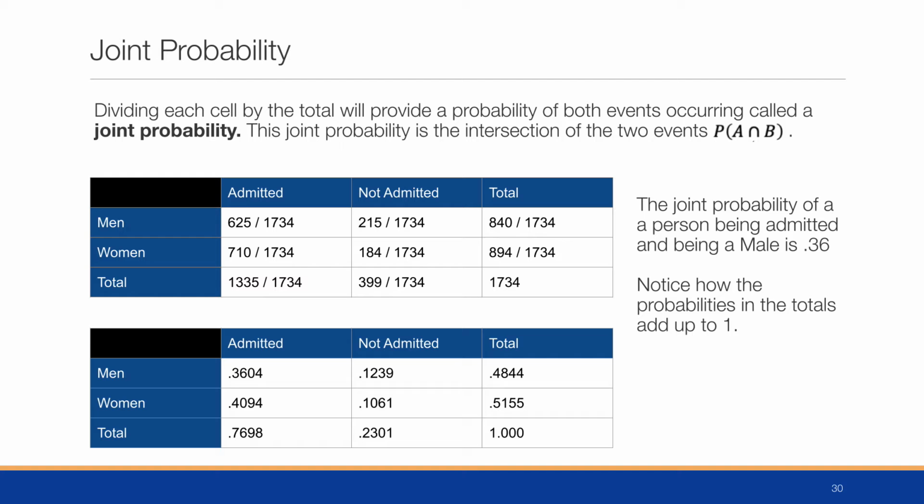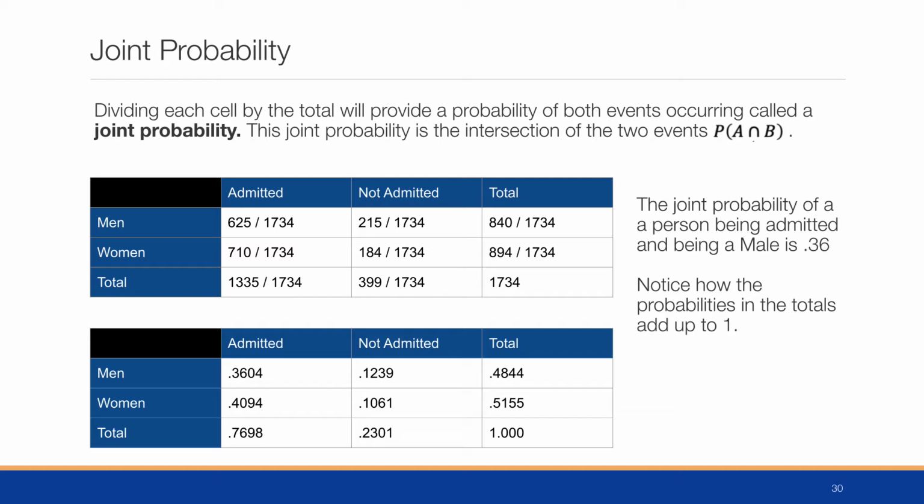The joint probability is done by dividing each cell by the total, and it gives us the probability of both events occurring. This is known as the joint probability. It is the intersection of the two events, the probability of A intersect B. So here we have men and admitted is 625 divided by the total, or 1734. By doing that division, we get a decimal number of 0.3604, or 36%.